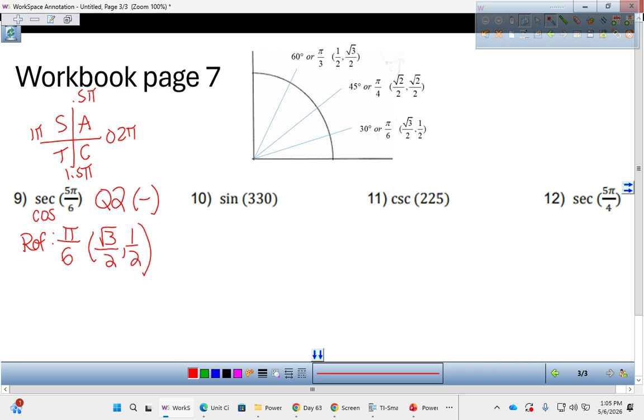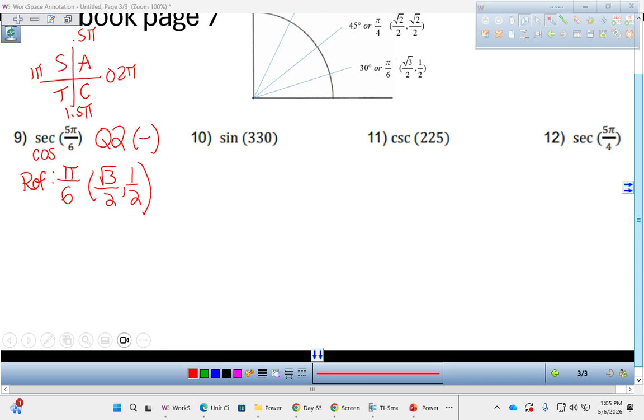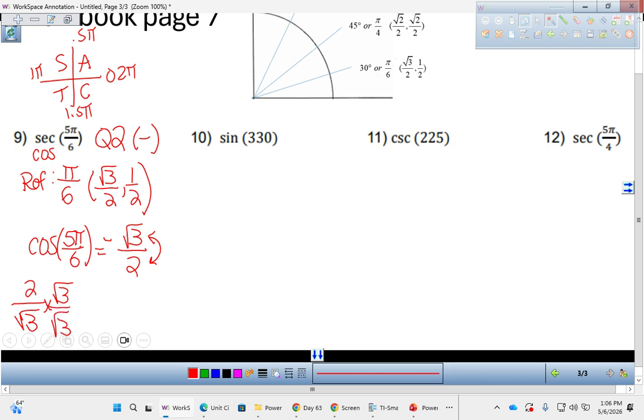At first I want to work with cosine. Cosine is the x values. So the cosine of 5 pi over 6 is going to have a √3 over 2. But because it's in quadrant 2, we talked about how it would be negative. I want the secant, so what I need to do is flip this fraction. And when I flip this fraction, I get something that needs to be rationalized. So I'm going to multiply the top and bottom by √3. So I get negative 2√3 over 3. So my final answer for this one is negative 2√3 over 3.